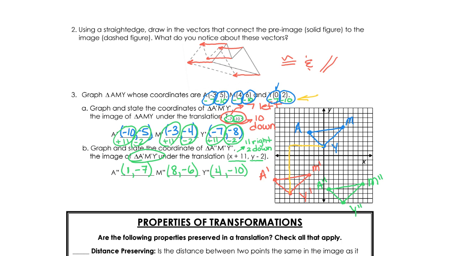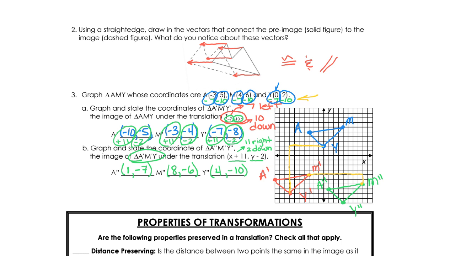Okay, and you can check it again if you're not sure that it moved the right way, but it was supposed to go 11 right and 2 down. So if we look at, let's say, M prime and M double prime, let's see if it moved 11 to the right. 1, 2, 3, 4, 5, 6, 7, 8, 9, 10, 11 to the right and 2 down. Yep, and we could check each point if we wanted to, but you should be good.